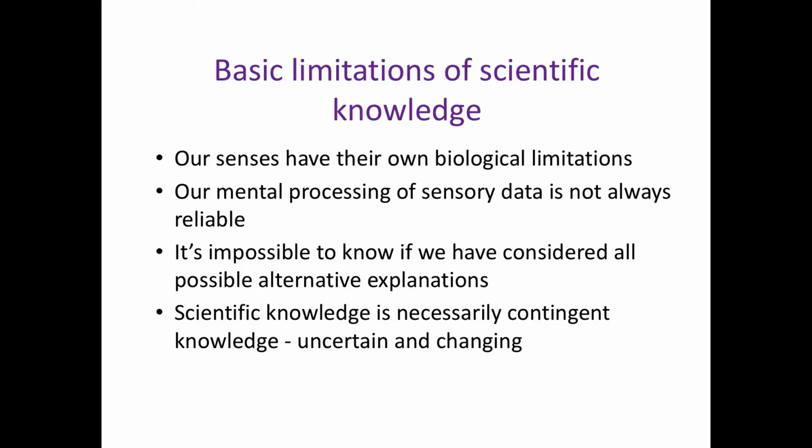The third one, it is impossible to know if we are considering all of the possible alternative explanations. It's just impossible for us to know every possible situation. The last one, scientific knowledge is necessarily contingent knowledge and therefore uncertain and changing. It is not absolute. It is dependent on available evidence, circumstances, tools, and our ability to analyze it.